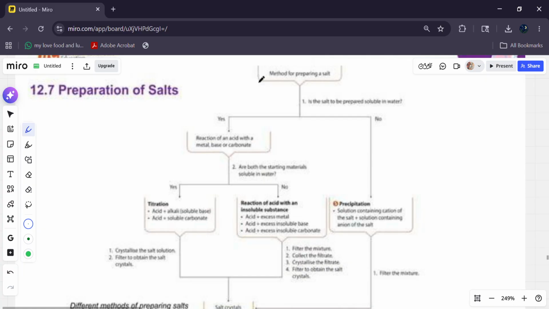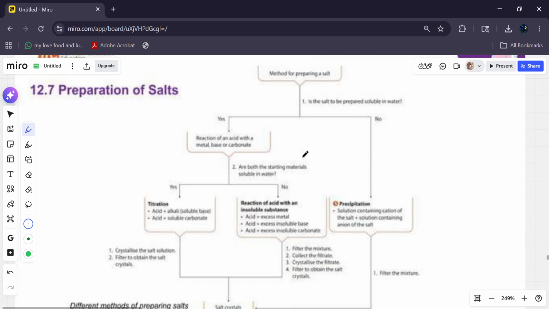Salts can be found in many things around us. Some salts occur naturally, while others are man-made. How can we prepare salts in the laboratory? There are several ways to make salts. Before deciding on how to prepare salts, 2 factors must be considered. Is the salt to be prepared soluble in water, and are the starting materials soluble in water? If a salt is soluble, it is usually prepared from the reaction with acid. If the salt is insoluble, it's usually prepared by the precipitation method.